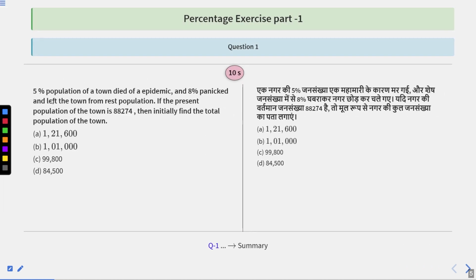Question says that 5% population of a town died of pandemic and 8% panicked and left the hometown from the rest of the population. If the present population of the town is 88,274, then finally find the total population of the town. Options are given to you: A, B, C and D.